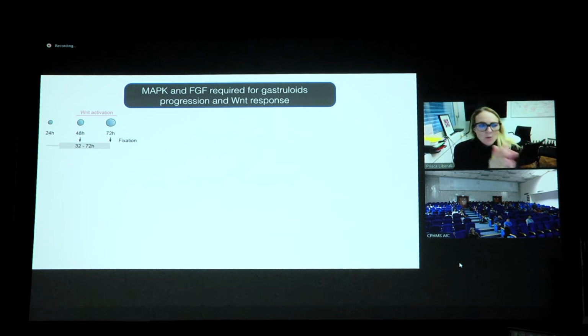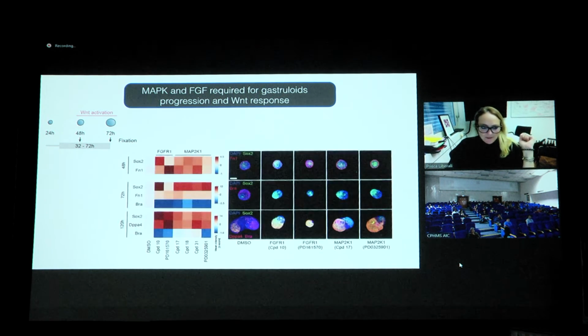In this case, we didn't fix at the end time point of 120 hours, but we fixed at earlier time points to see how the gastroloid looked when we gave the Wnt, because this is clearly a phenotype that comes up only perturbing before Wnt activation. Here is how the experiment looked, and I will guide you through both the images and the quantification.